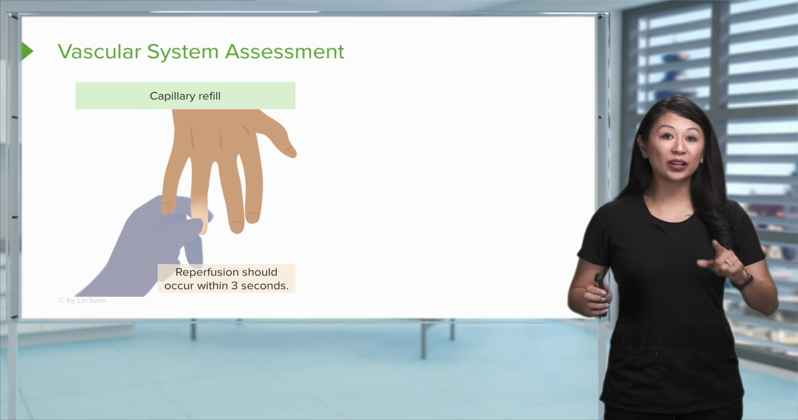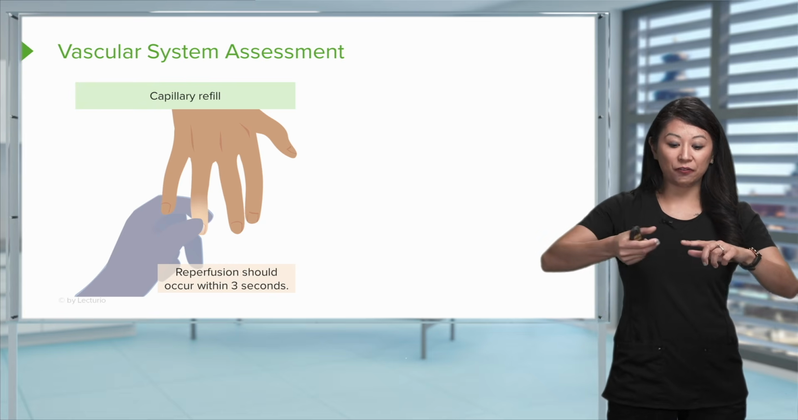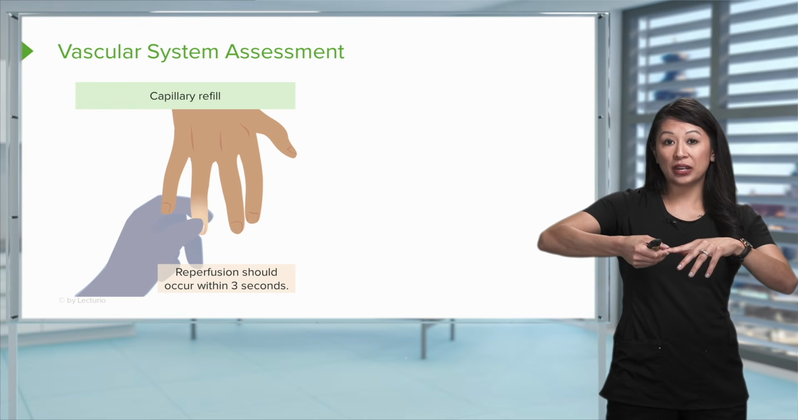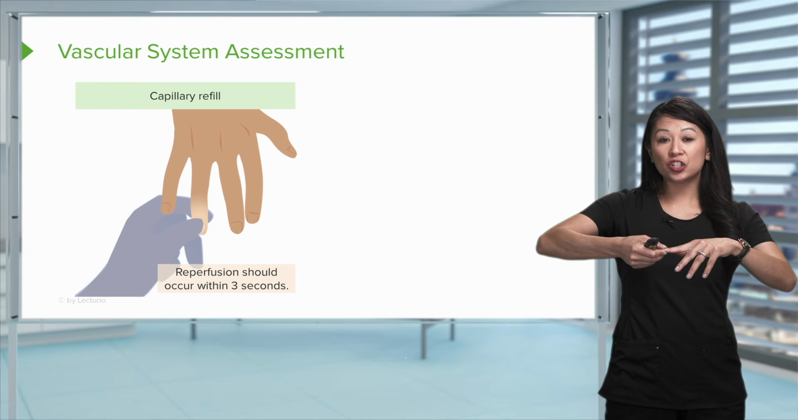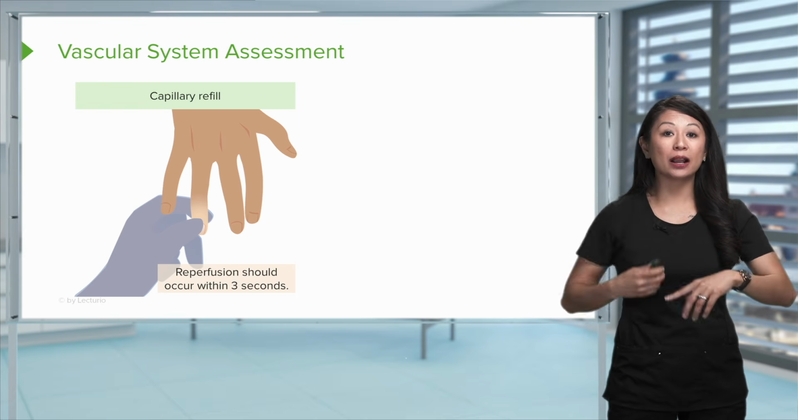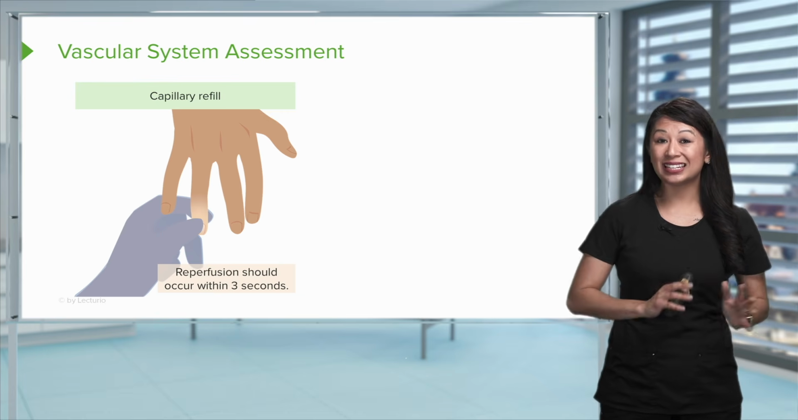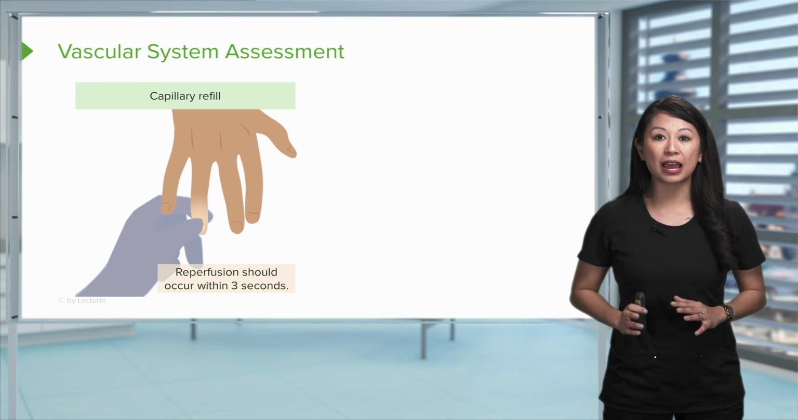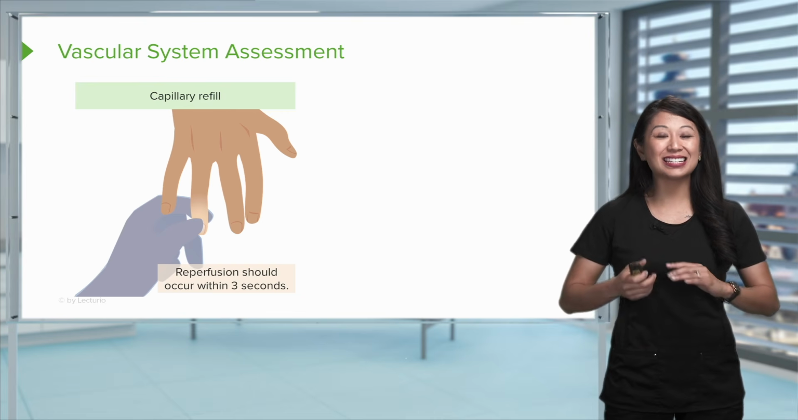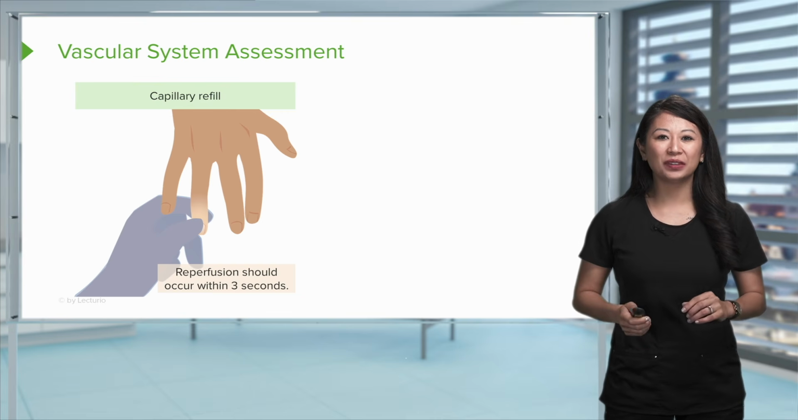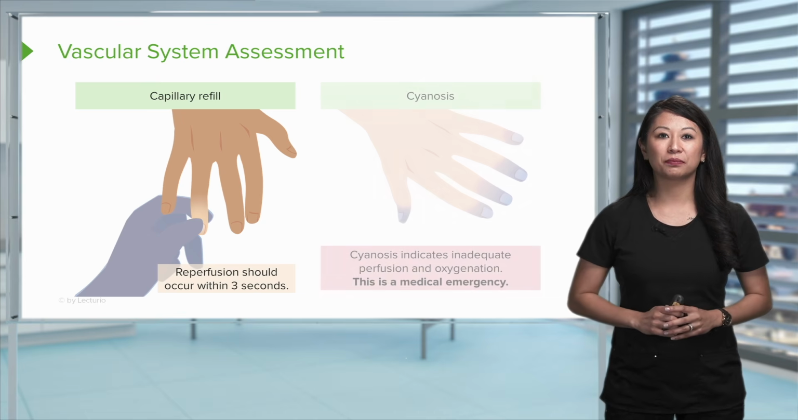So all we do here, like you see in the image, is take a finger and push down on the patient's fingernail. Now we should see normal color come back within 3 seconds. If it's any longer than 3 seconds, this is abnormal. This is a really easy test or practice you can do at home. And clearly, if the patient has fingernail polish, you may have to remove this.